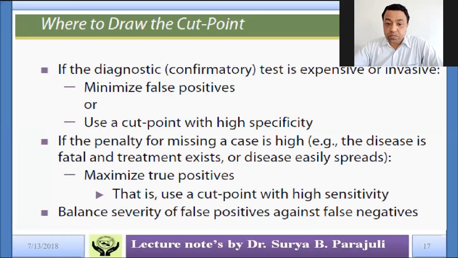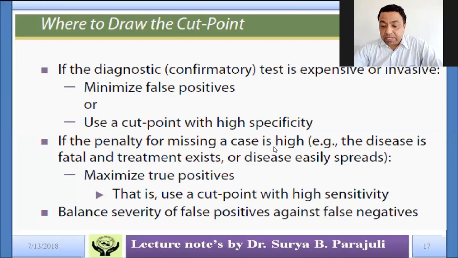So if the diagnostic or confirmatory test is expensive, this is all generalization of this concept of validity. If the diagnostic or confirmatory test is expensive or invasive, or you need some invasive intervention, you need to minimize false positives or use a cutoff point with high specificity.